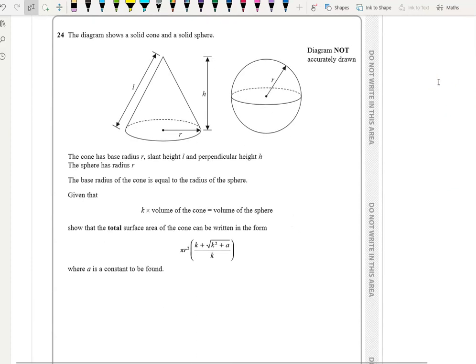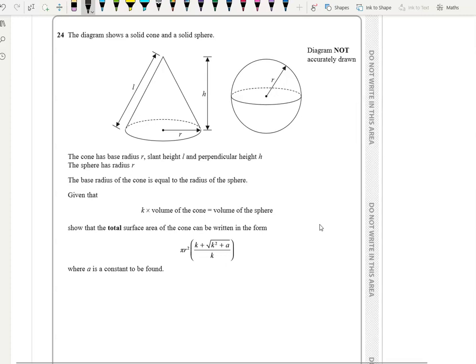The diagram shows a solid cone and a solid sphere. The dimensions are radius, height, and the slant height. For this sphere we have only radius. The cone information is given. The relation is given that k times the volume of the cone is the volume of the sphere. We need to show that the total surface area of the cone can be written in the given form.